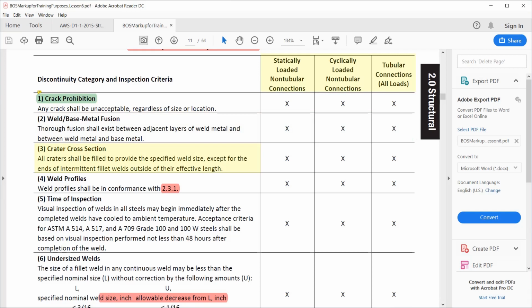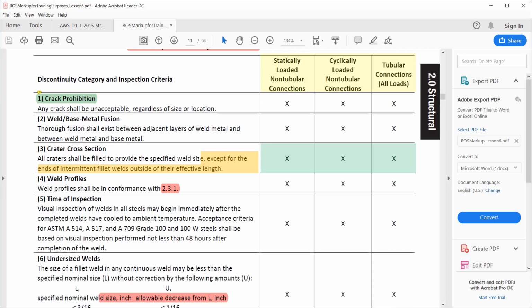Crater cross section, the craters have got to be filled up except for the ends of intermittent fillet welds outside their effective length. If an intermittent fillet weld is detailed or required to be, we'll say 2 on 6, and the fillet weld is 2.5 inches long, and all of the weld size is correct except for what's in the crater, and the crater is less than 1/2 inch in length, as long as you've got 2 inches of good weld, that crater does not have to be filled.